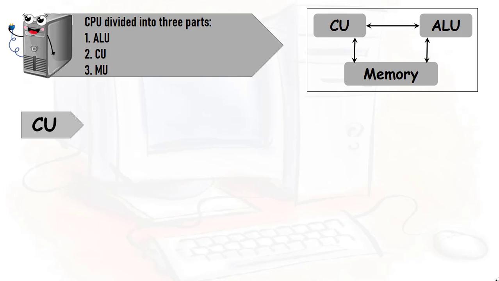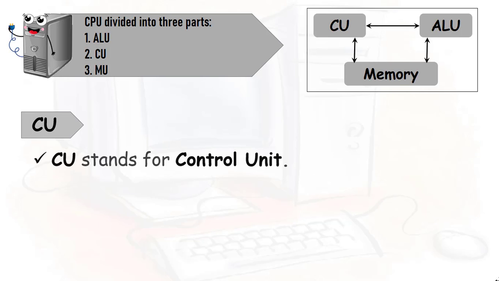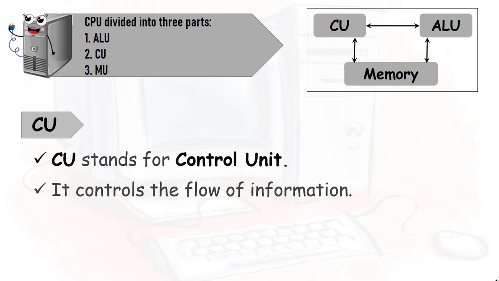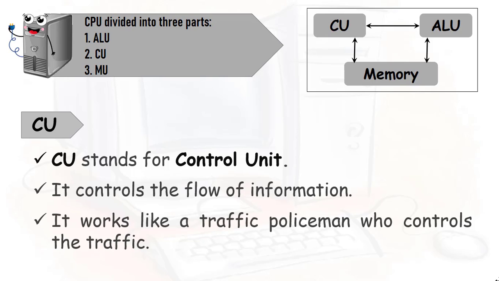Second one is the CU. CU stands for control unit. As its name denotes, this part of the computer is doing the controlling work, controlling the whole CPU or the whole computer system. It controls the flow of information. It works like a traffic policeman who controls the traffic.